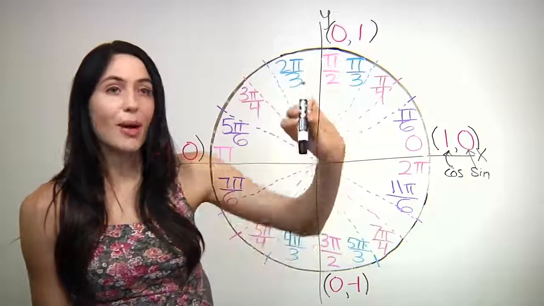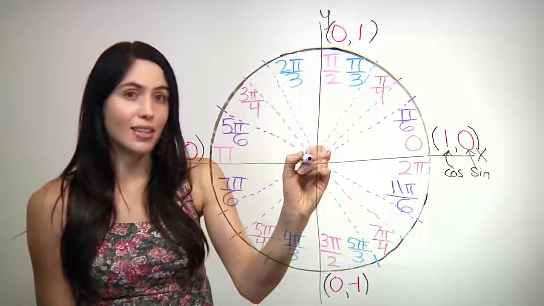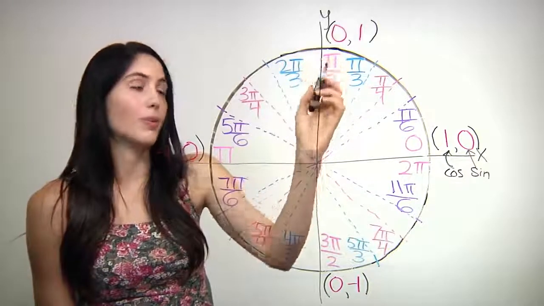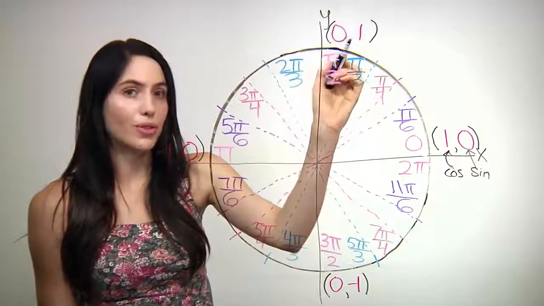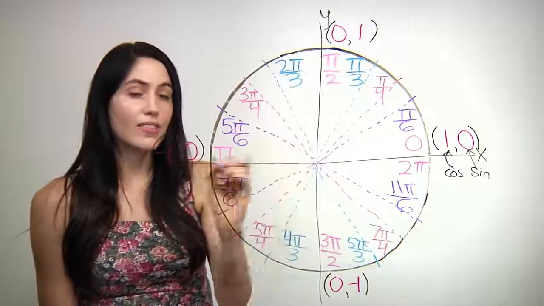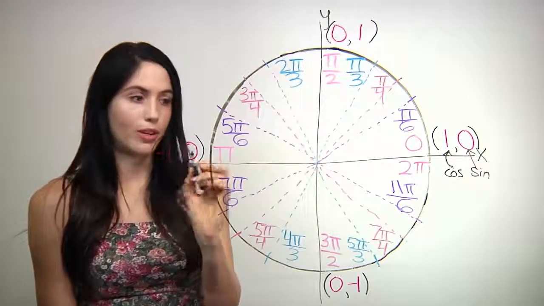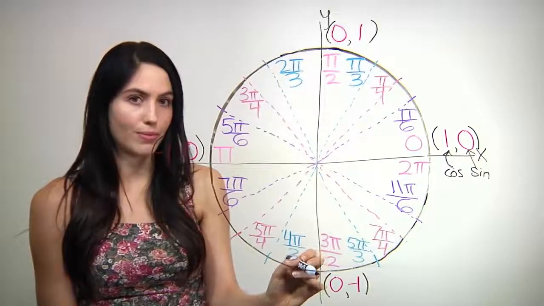Now let's move to the top of the circle at pi over 2. The x distance is 0, and the y distance is a full 1 unit. So we have 0, 1, the cosine is 0, the sine is 1. On the left side, we have -1, 0, x, y coordinates. On the bottom of the circle, we have 0, -1.